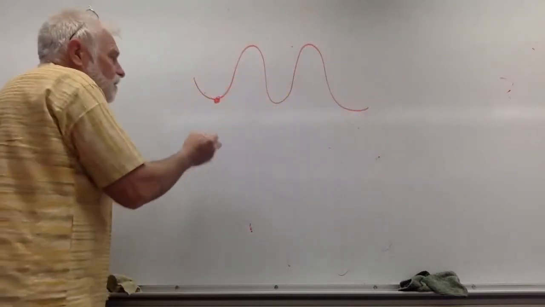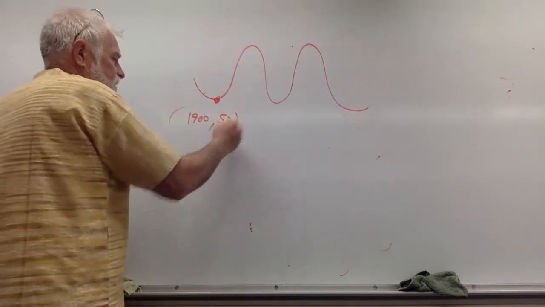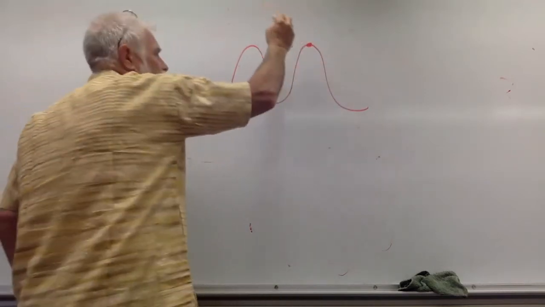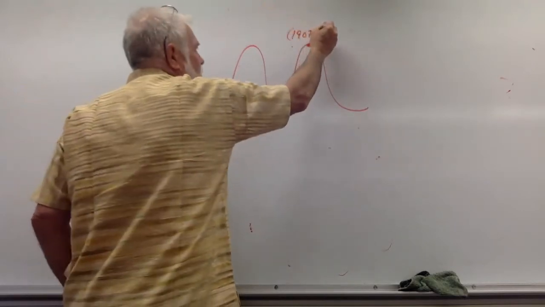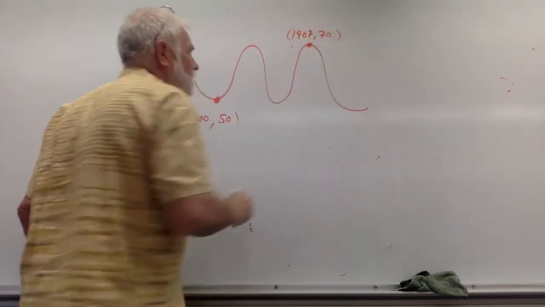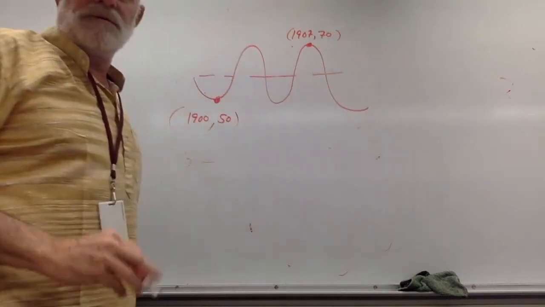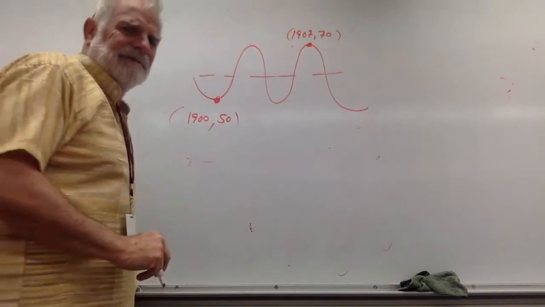Let's start with: in 1900, there were 50 foxes in our backyard. In 1907, we noticed that there were 70 foxes, all right? And it's a sinusoidal pattern. You can pause the video, try to see if you can get this. I don't have to pause.